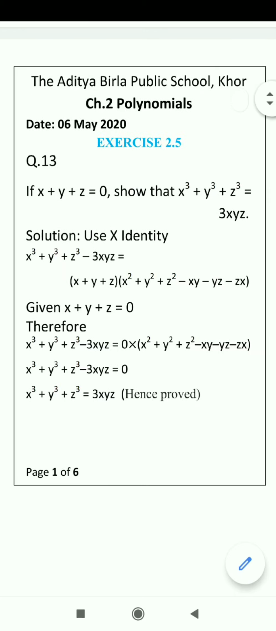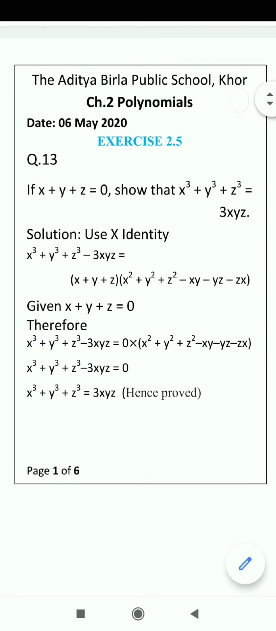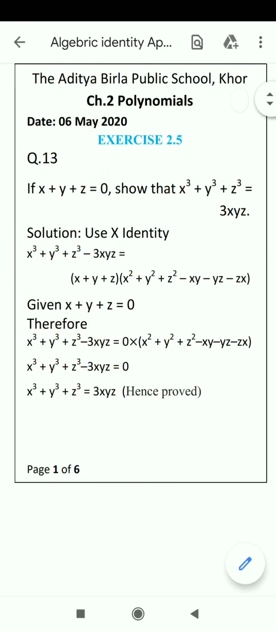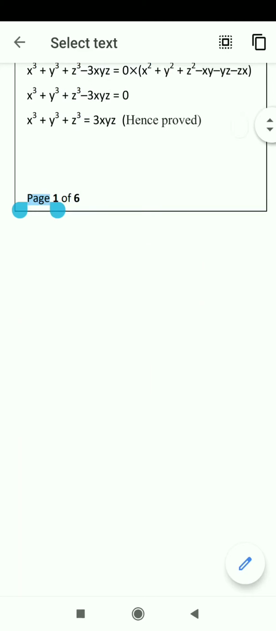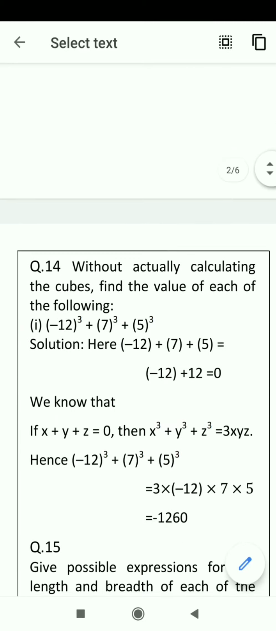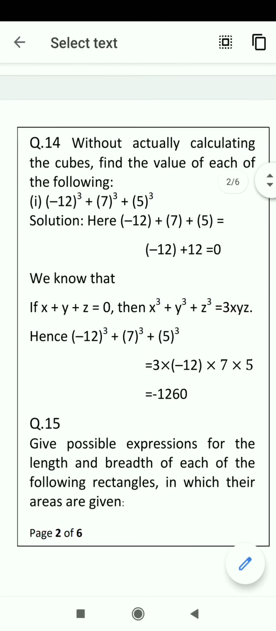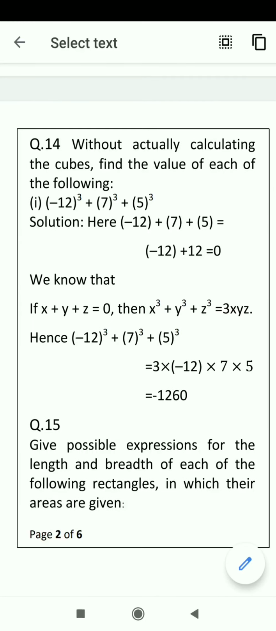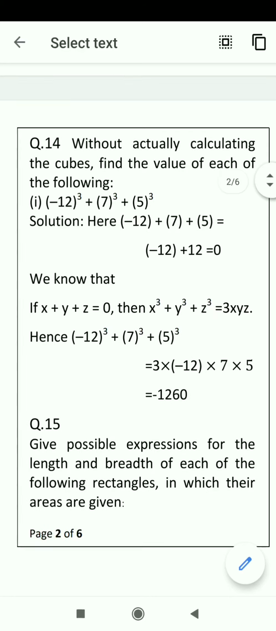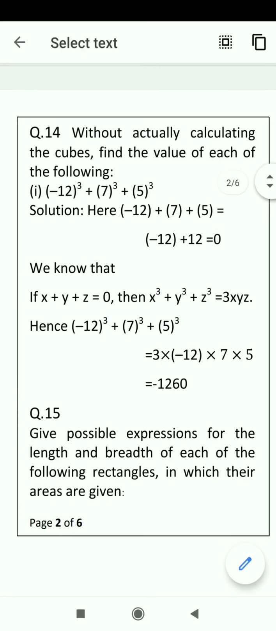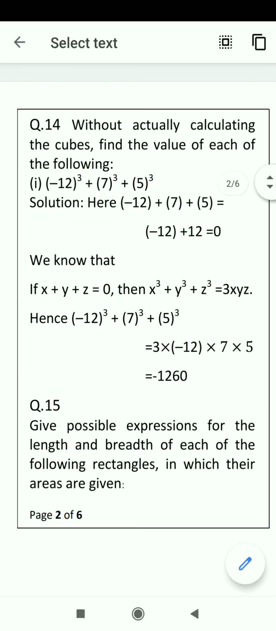Now you can transpose 3xyz to the right side. So x cube plus y cube plus z cube equal to 3xyz. Now see the next question, 14. Question number 14 is the application of question number 13. Without actually calculating the cubes, find the value of each of the following.